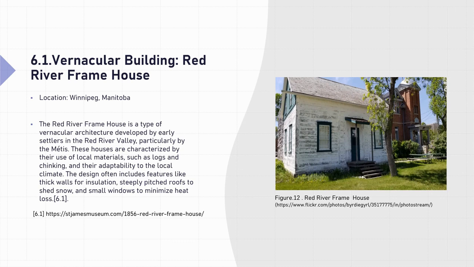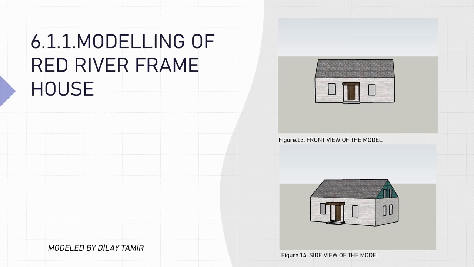The design often includes features like thick walls for insulation, steeply pitched roofs to shed snow, and small windows to minimize heat loss. You can see the 3D model of the Red River Frame House from different angles.